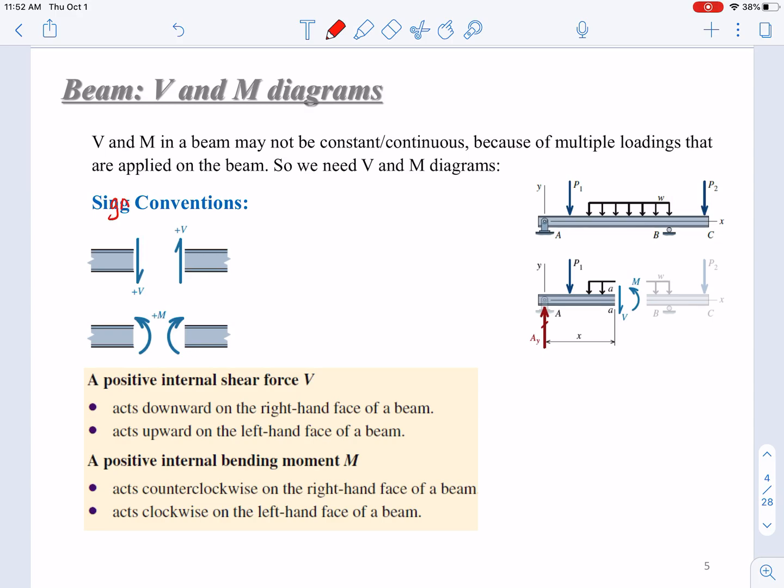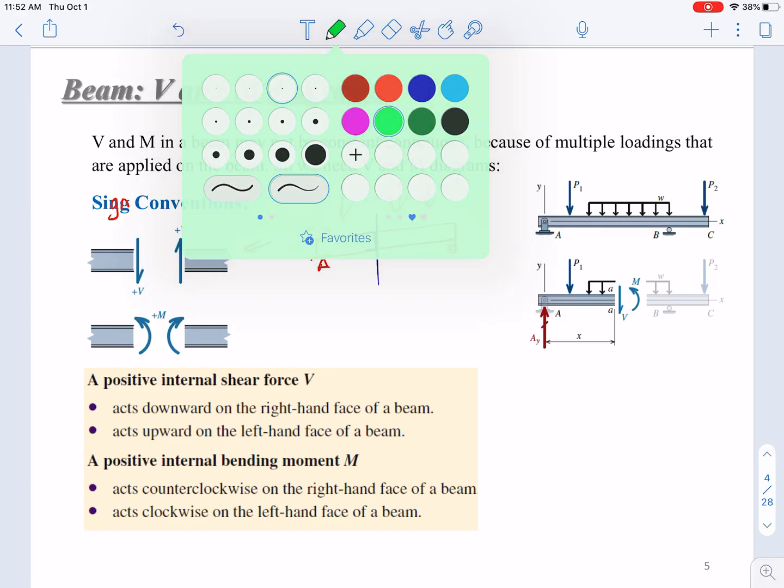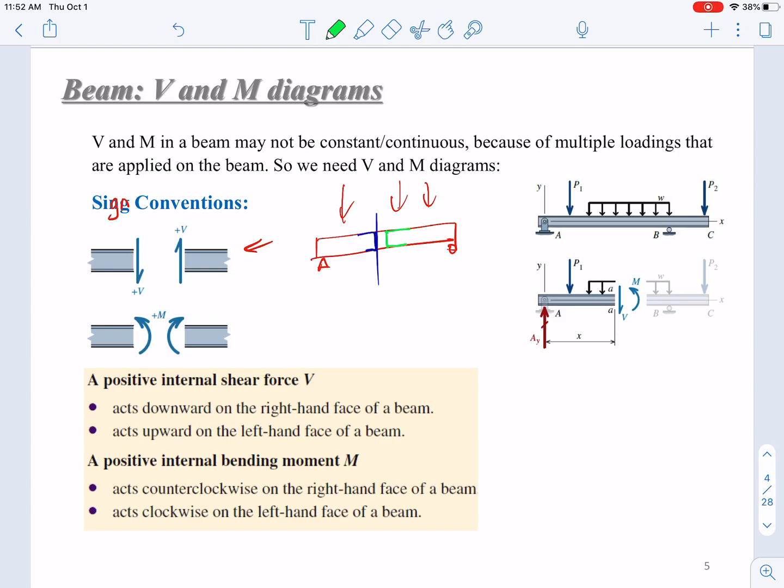The sign conventions are shown here. A positive internal shear force, V, acts downwards on the right-hand face of a beam and acts upwards on the left-hand face of a beam. This means if you have a beam and you load it in any way, then you cut it from here, and you get a right hand face and a left hand face. On the right hand face, if you have a downward V, that will be positive. On the left hand face, if you have an upward V, that will be positive.